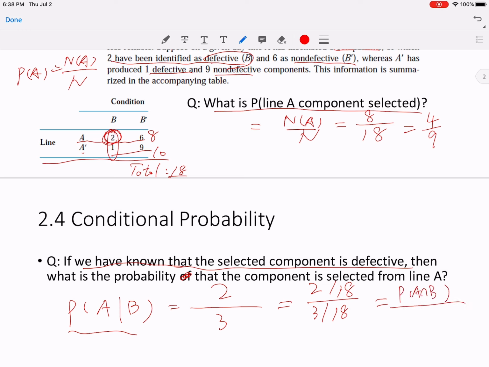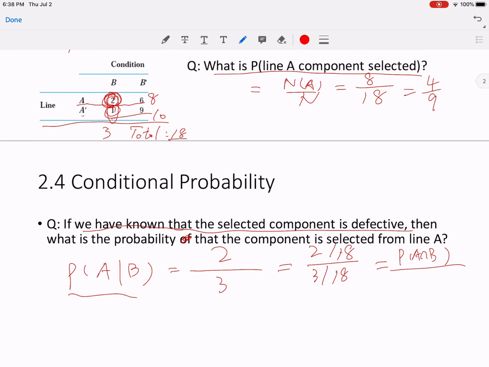And then let's take a look at the bottom. The bottom is 3 over 18. Where's the 3 coming from? We have 2 plus 1 is equal to 3. So we got a 3 here, right? So 3 is the number of defective components, which means this is the probability of B.